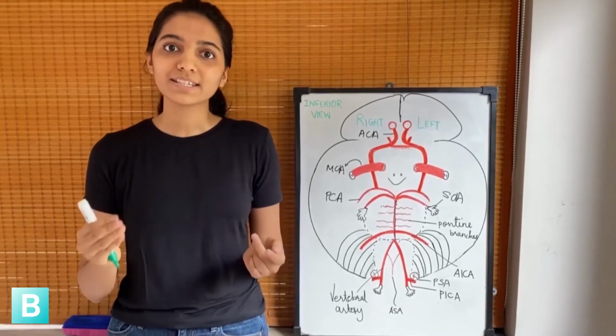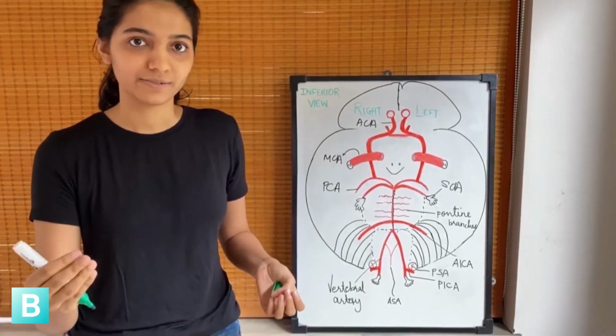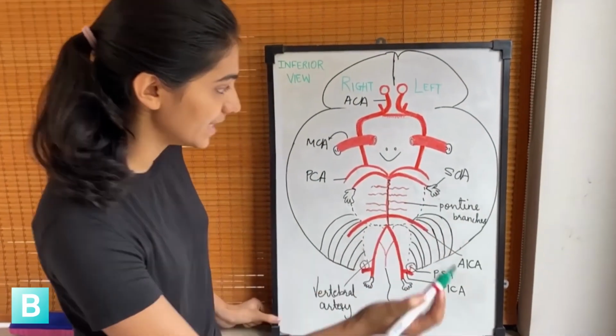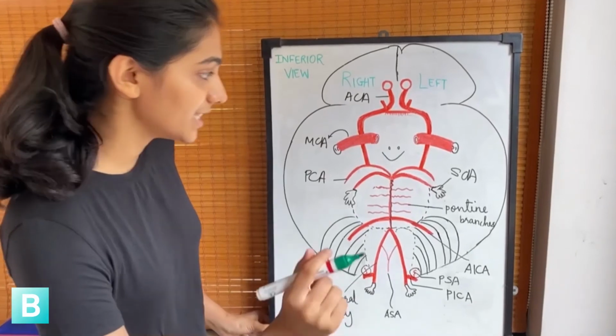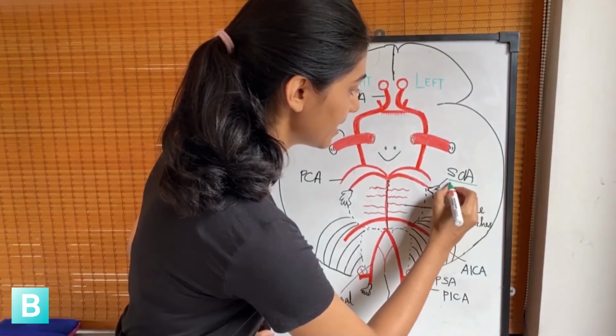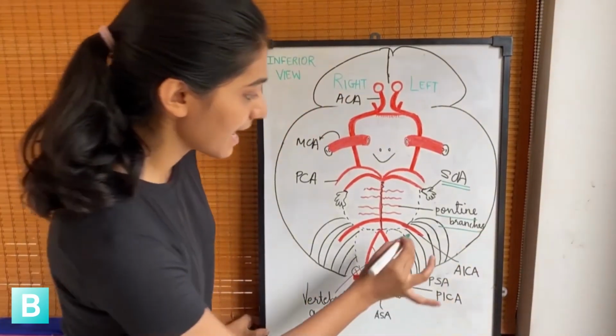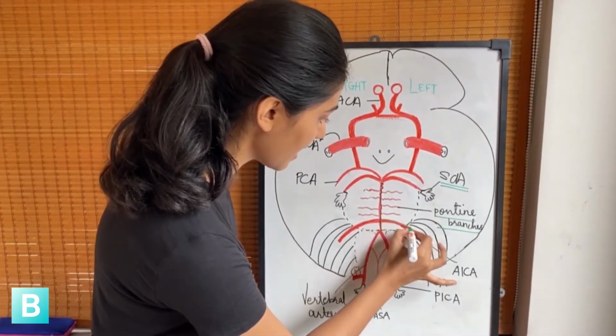Let's look at the blood supply of the individual parts of the brain. Now all the arteries that lie over the circle of Willis supply the pons. These are the superior cerebellar artery, the pontine branches, and the AICA.